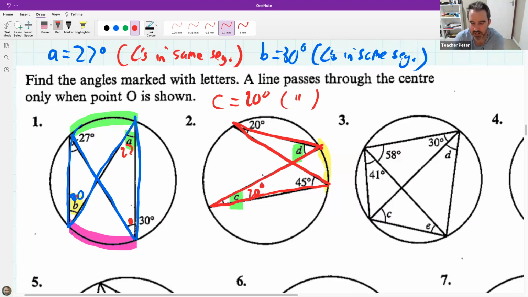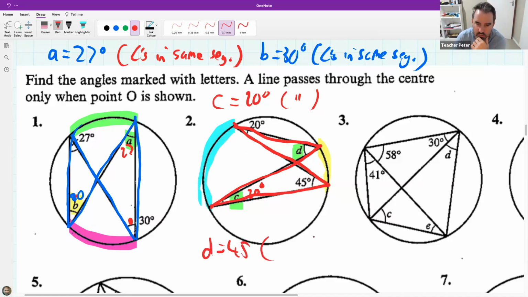What's D going to be? Oh, it's kind of a giveaway now, I guess. Because this arc over here would be the base from which we're starting. And then this could be D, and this could be the same as D. So D must be 45, and that is angles in the same segment. Okay, I think we're all okay.